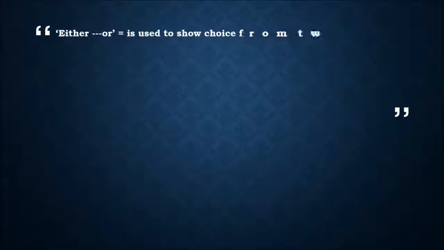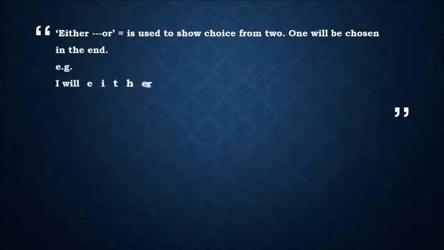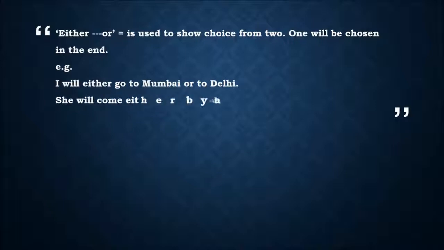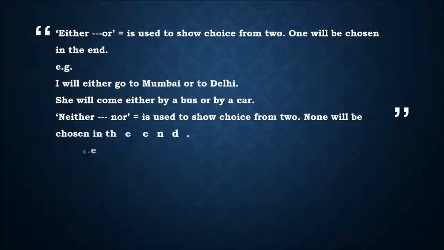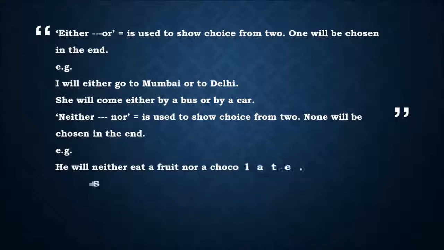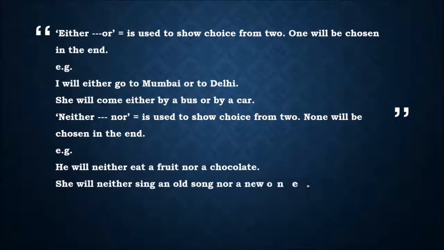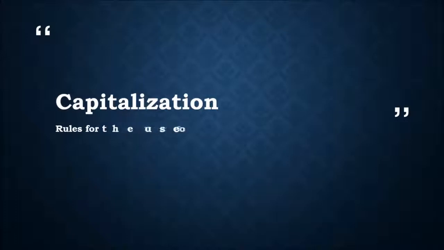Capitalization rules for the use of capital letters. A capital letter must be used in the following conditions. 1. The first alphabet of every sentence. E.g. Mohan is playing football. They were asking for some money. 2. The first alphabet of every line in poems.